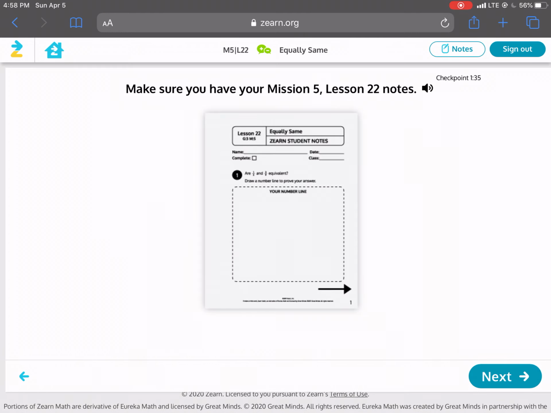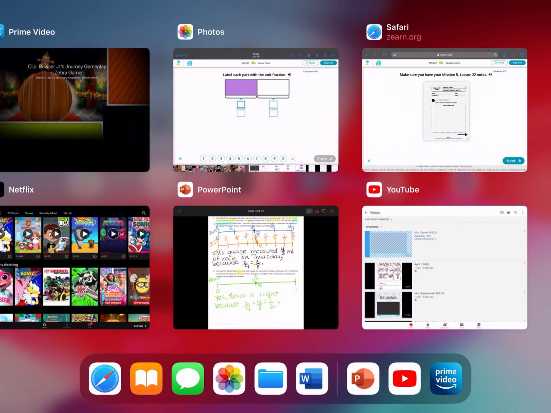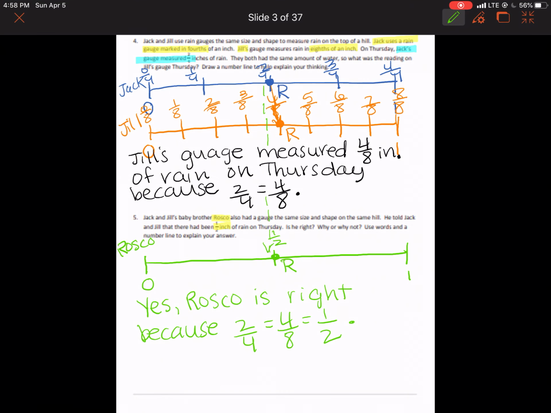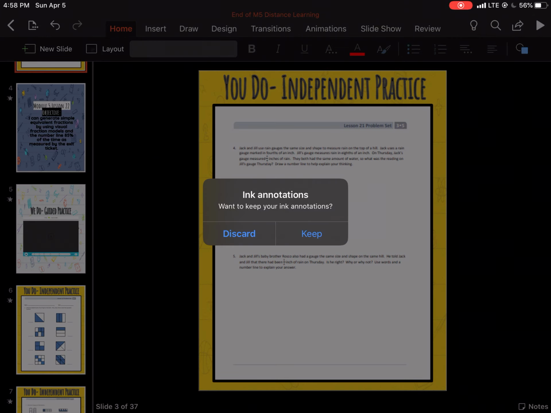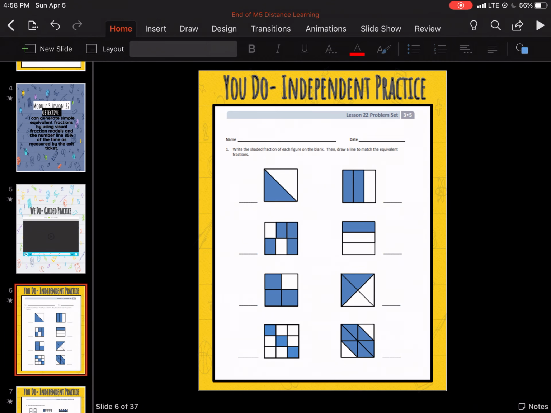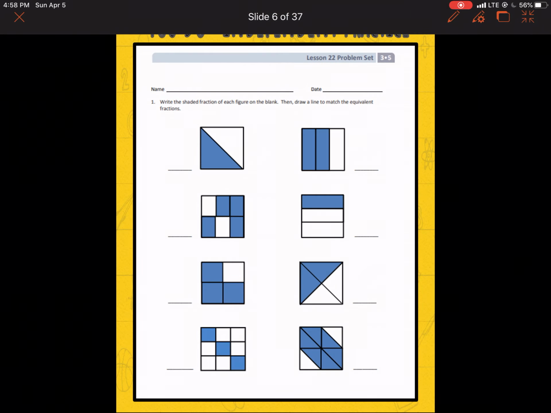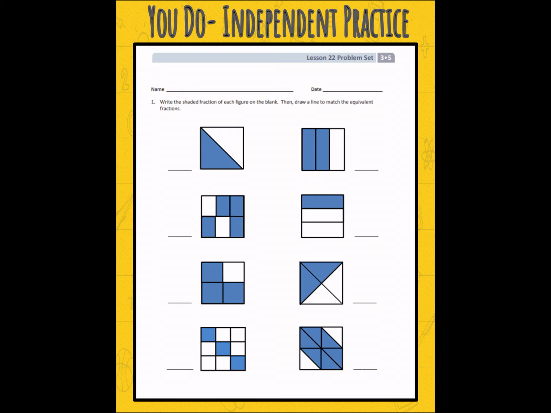All right. We're not going to do our note section today because we're going to work on our problem set together. You are going to want to make sure that you open up your math workbook to today's problem set, which is the Lesson 22 problem set. Pause if you need to while you get that ready, and then we're going to complete this together.